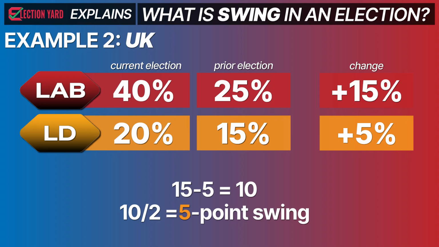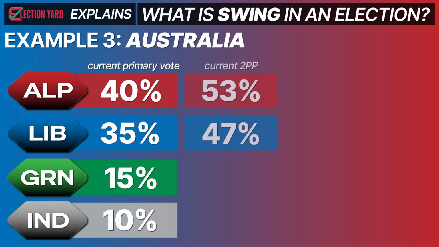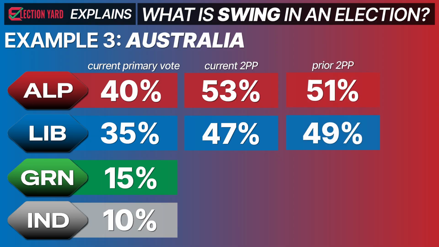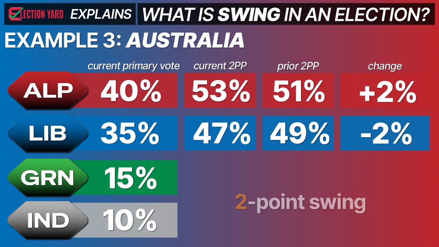It's a little different even from that in Australia, mostly because of the electoral system they use. Australia uses instant runoff voting, the alternative vote, or ranked choice voting. Once the rankings are done and ballot preferences are distributed, you end up with a top two candidates splitting 100% of the votes. For example, let's say that in the current election, Labour has gotten 53% of the two-party preferred vote, and the Liberals have gotten 47%. In the prior election, Labour got 51% and the Liberals received 49%. Well, Labour gained 2 points and the Liberals lost 2 points, so there you go, the swing was 2 points.